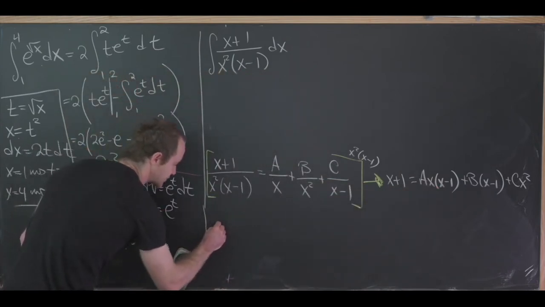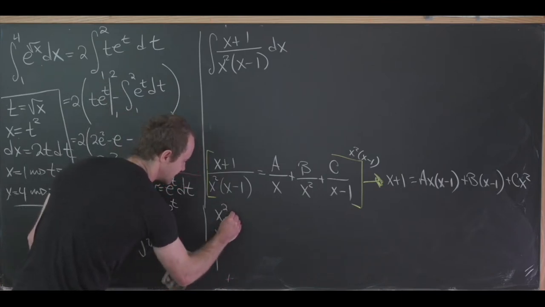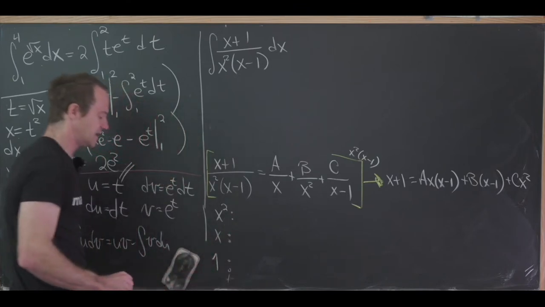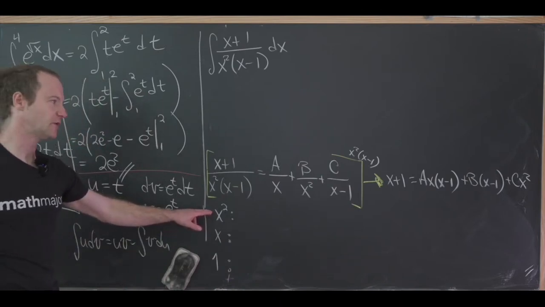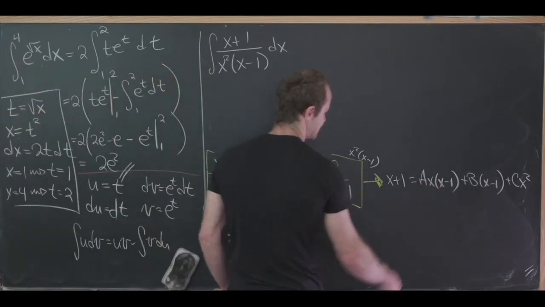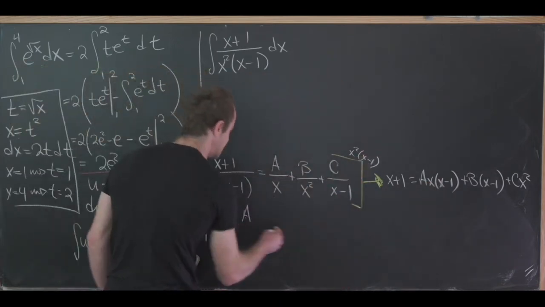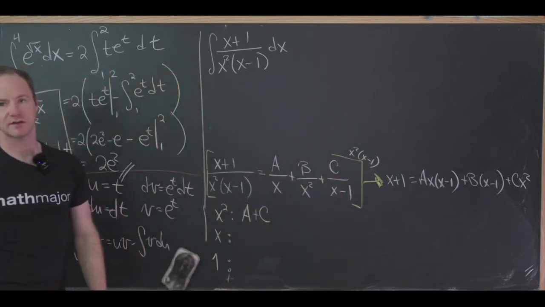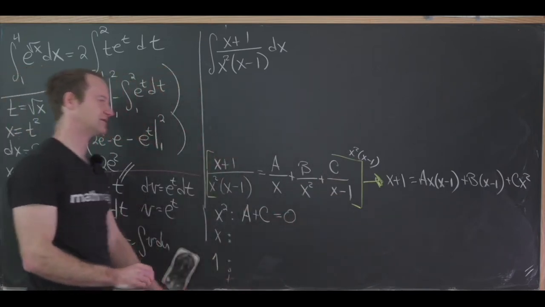So now let's extract the x squared terms, the x terms, and the constant terms from both sides of this equation. And I'll just put the number 1 to mean our constant terms. So let's start with the x squared terms, and I think we can just eyeball it. Over here on the right-hand side, we have A times x, so that will be just A times x squared. And then we'll have C times x squared, so A plus C. So that's the x squared terms on the right-hand side. But on the left-hand side, there are no x squared terms, so we have 0.